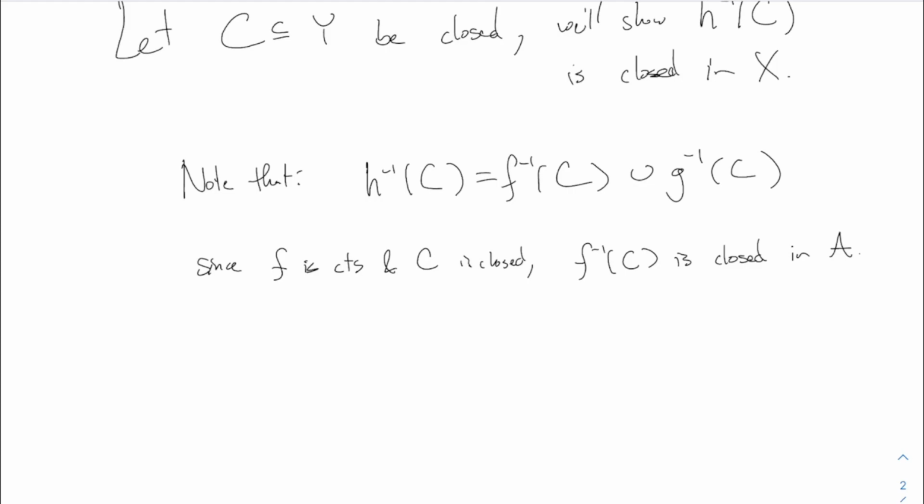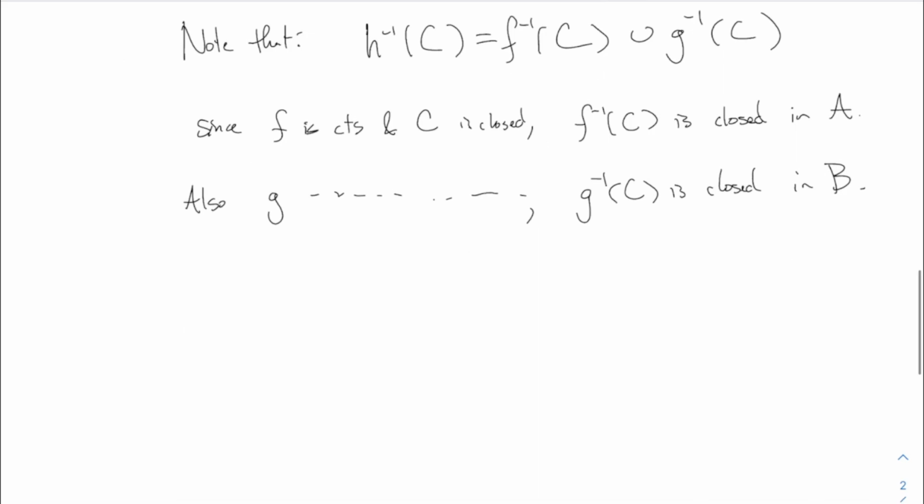All right, and then similarly for G, since G is continuous and C is closed, G inverse of C is closed in B. Of course, what I mean by that is it's closed in the subspace topology from A or from B, depending on if you're talking about F or G. F inverse of C is closed in A. G inverse of C is closed in B. Remember, A is a subset of X, the big domain, right?